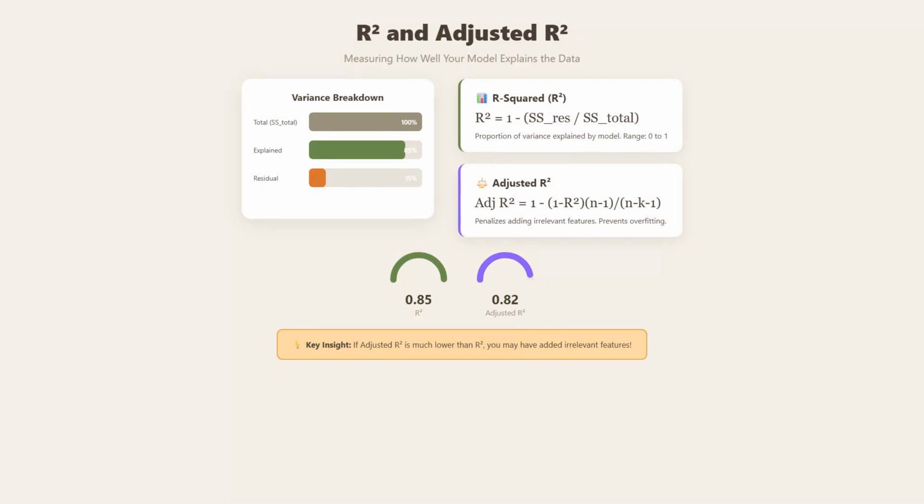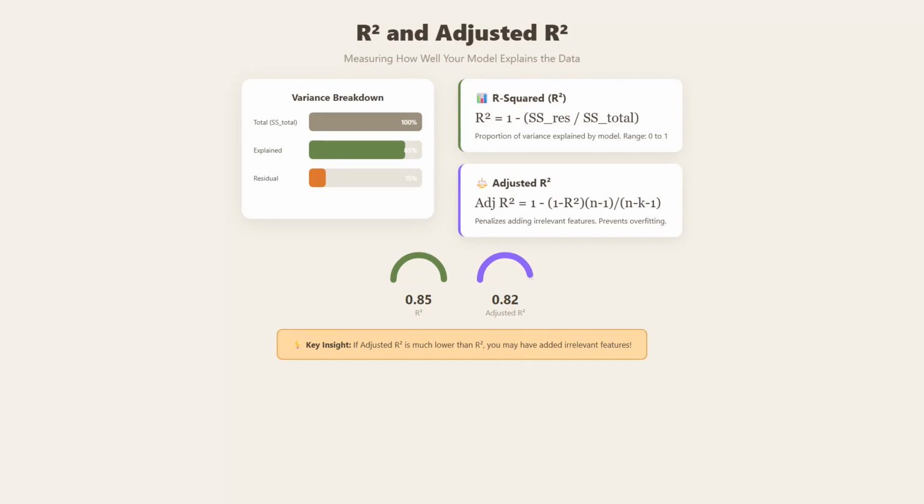Think of it this way. Your data has some total amount of variation measured as SS total, the sum of squared differences from the mean. Your model explains some of that variation, which we call SS explained, and the rest is unexplained error, or SS residual. R-squared is calculated as 1 minus the ratio of residual variance to total variance.